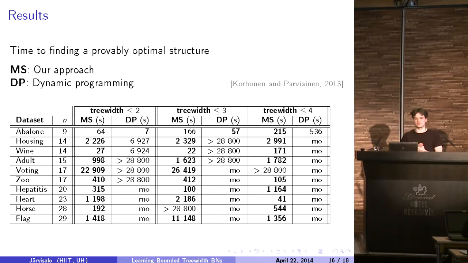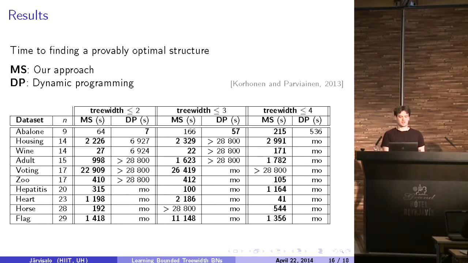So our approach is here titled MS, and last year's approach is DP. What you basically see is that DP does somewhat well on the small instances, especially here. But the problem with DP is that it's using a lot of memory. So first it starts to time out, but then it runs out of memory. And as you increase the Treewidth bound, it just runs out of memory.